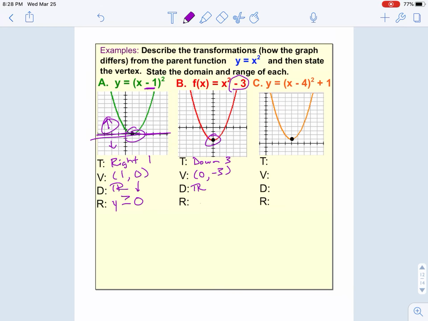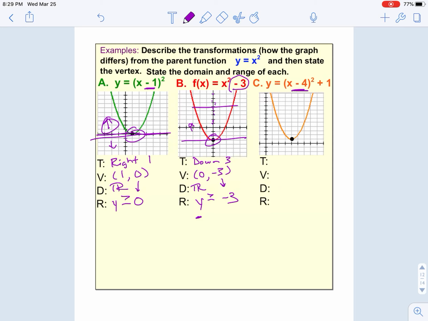Domain, here's my easy point, all reals. Y values: the minimum again is this -3. It doesn't get any lower than that. It faces upward, so Y is greater than or equal to -3. That's as low as I'm going to ever get, but I get all the Y's that are greater than that. If I pick any random Y above this, I can find a point where I'm going to hit that Y. And again, it just followed me down.